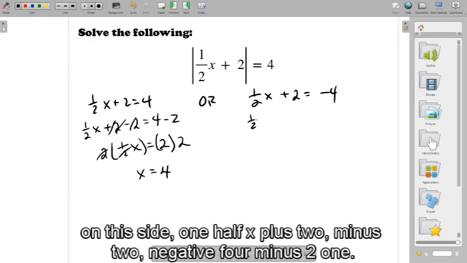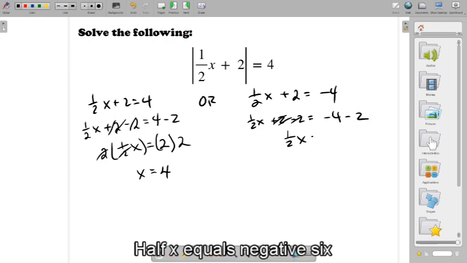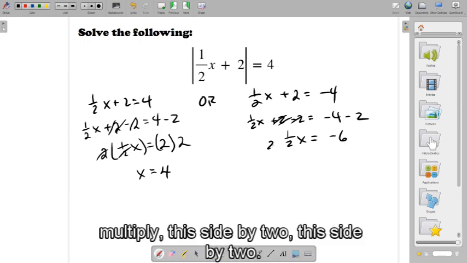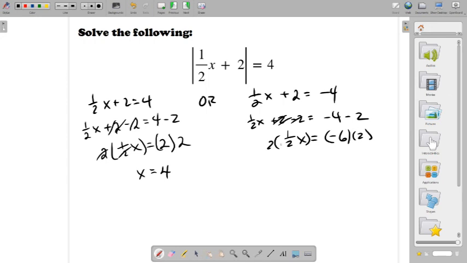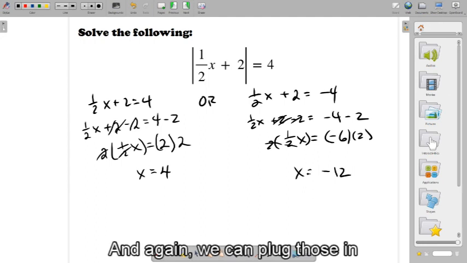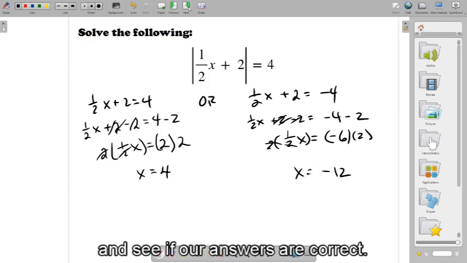On this side, 1/2 x plus 2 minus 2, negative 4 minus 2. 1/2 x equals negative 6. Multiply this side by 2, this side by 2, and we get x equals negative 12. And again, we can plug those in and see if our answers are correct.